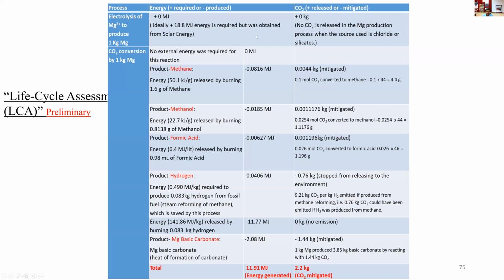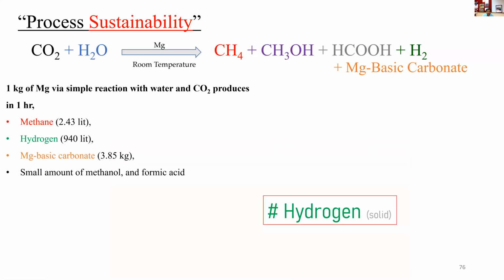Also, the energy required for converting magnesium chloride into magnesium, if that energy can come from solar energy, then the energy penalty also becomes zero. Right now, you have 18.8 megajoules of energy. So if we solve these two challenges, then this process looks like a dream process, right?